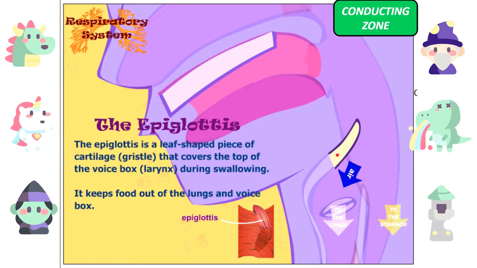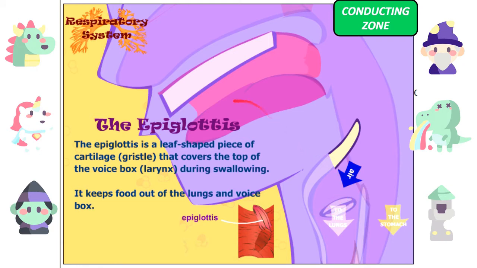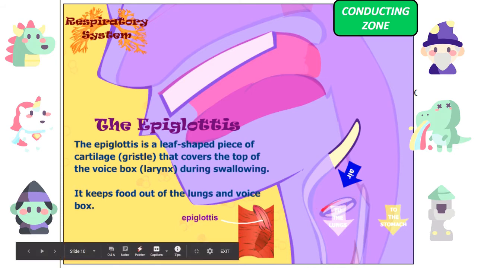Again, that's why we need to have the epiglottis. It is a leaf-shaped piece of cartilage. It's not a bone, just a piece of cartilage that covers the top of the larynx. Whenever you swallow, the epiglottis automatically closes the trachea. It automatically closes the flap.